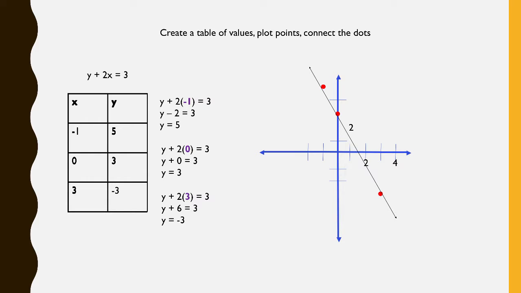So that is creating a table of values. So once again, very quickly, you pick any 3 values you want for x, plug each one of those in and solve for y. That gives you 3 points. Plot those 3 points on your graph, draw your line, and you're done.